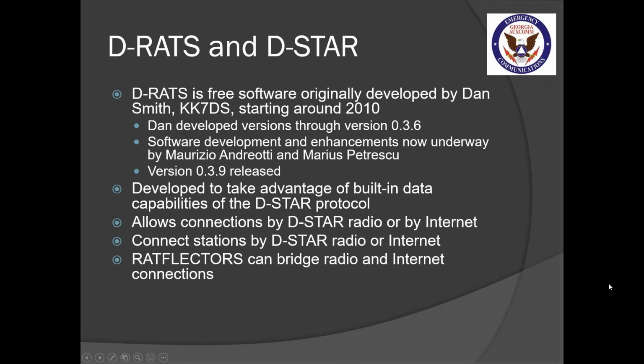So with that, D-Rats is free software, and that's something hams always like. It was originally developed back around 2010 by Dan Smith, KK7DS, and many of you will know Dan as the author of the Chirp programming software, which is still being enhanced along the way. But Dan started this and developed programs through versions 0.3.6 actually. 6 was a slight variation of 5 that included a few things.